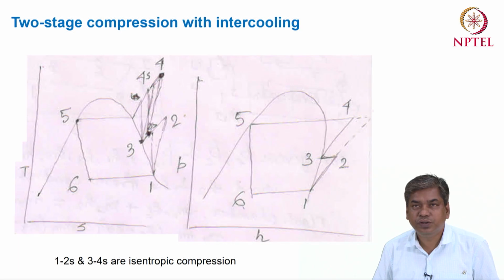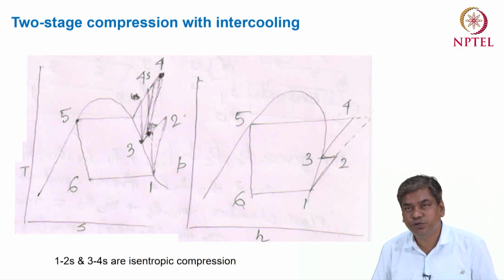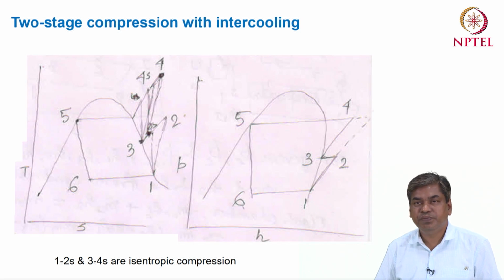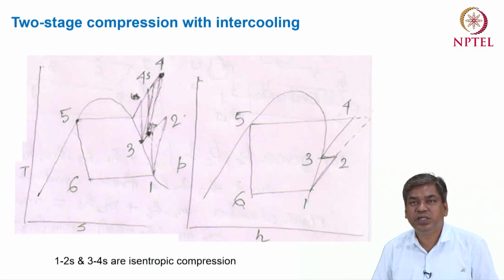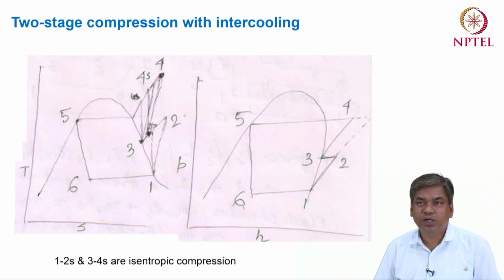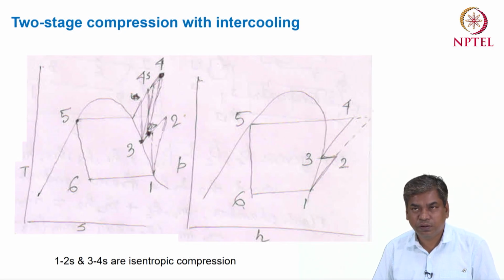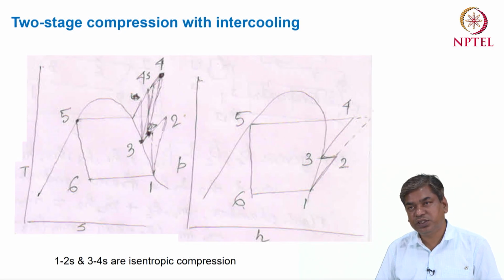Now 1 to 2 is the compression process in the first compressor, 2 to 3 is the temperature reduction process in the intercooler, and then 3 to 4 is the compression process in the second compressor. This we can represent in a pressure-enthalpy diagram also. 1 to 2 is the compression process in the first compressor, 2 to 3 is the intercooling process, and 3 to 4 is the compression process in the second compressor.